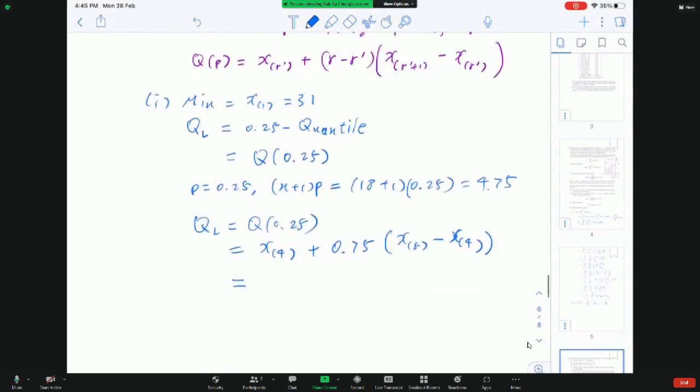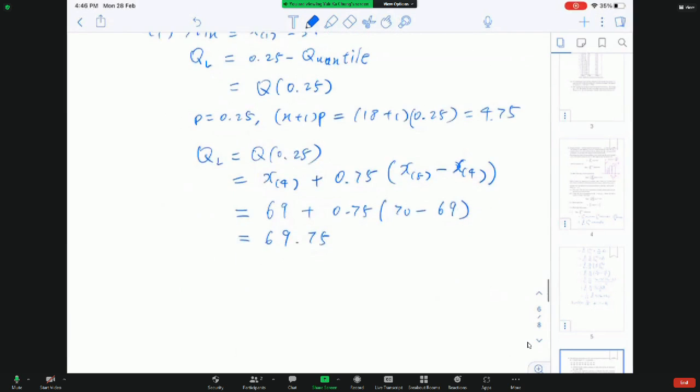So we have 69 here, 0.75 times 70 minus 69. So this will give us 69.75. So this is how we obtain the lower quartile for this question.